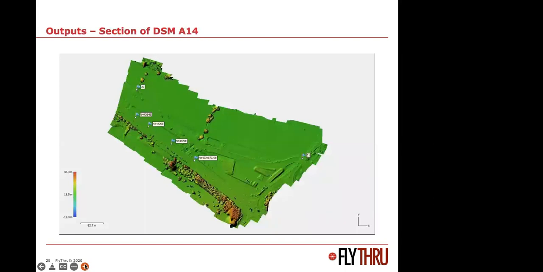So what we did was provide a digital surface model, and you can see on the image there that we have various, I'm going to call them, mounds and cutouts. So you've got trenches, and you've got stockpiles.